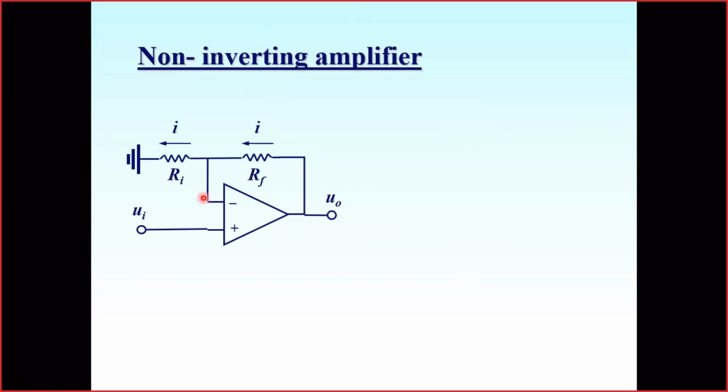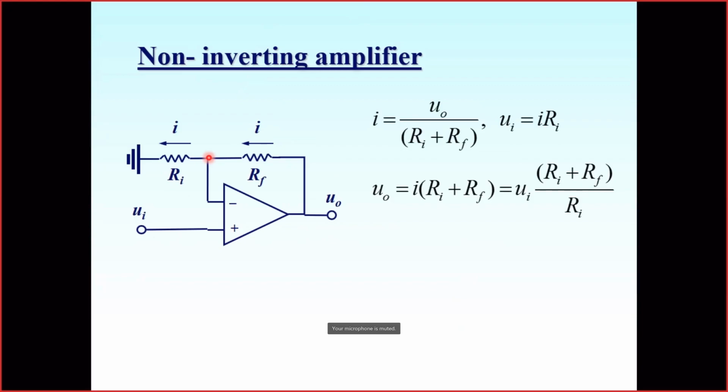We have a feedback. If we have a feedback, it means that the voltage at this point will be equal to the voltage at that point between the inputs. There will be no difference between inputs. They will be at the same voltage. And if the non-inverting input is at the input voltage, it means that the voltage here will be equal to the input voltage too.